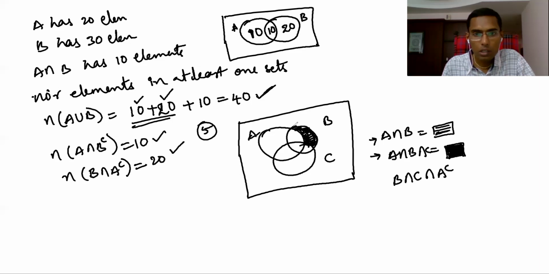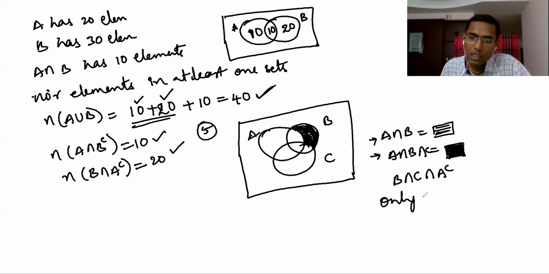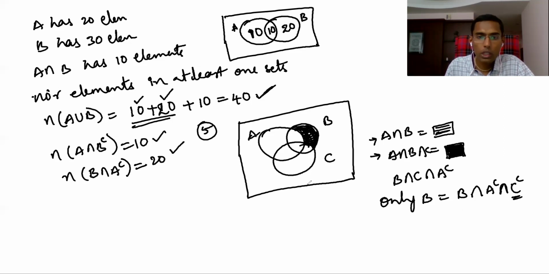This part is only B. You are seeing this is only B. Only B means exactly present in B. Only B means what? There is a difference between only B and B. Only B is B and not A and not C. Okay. So in this, you should understand. Here I wrote, that's the reason you should understand the meaning of this.